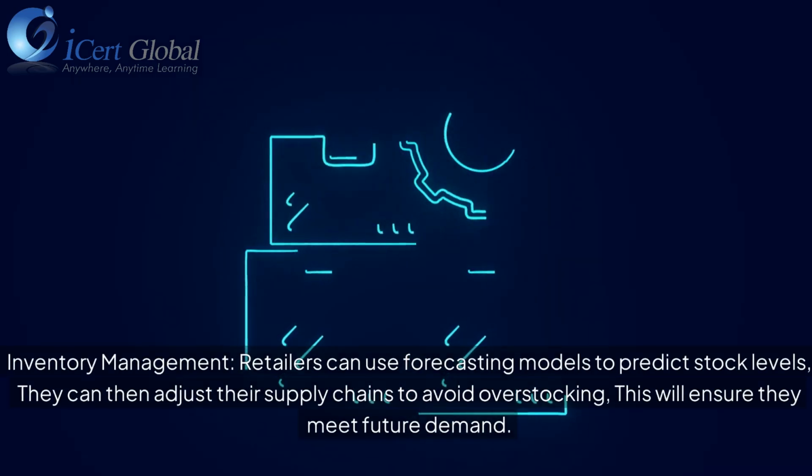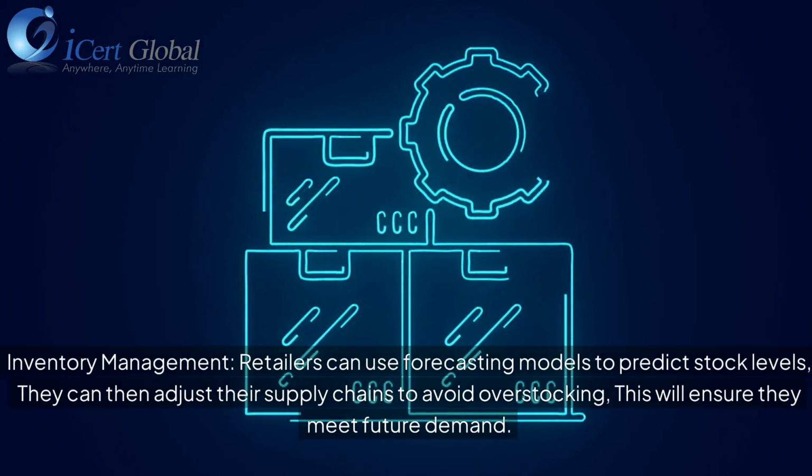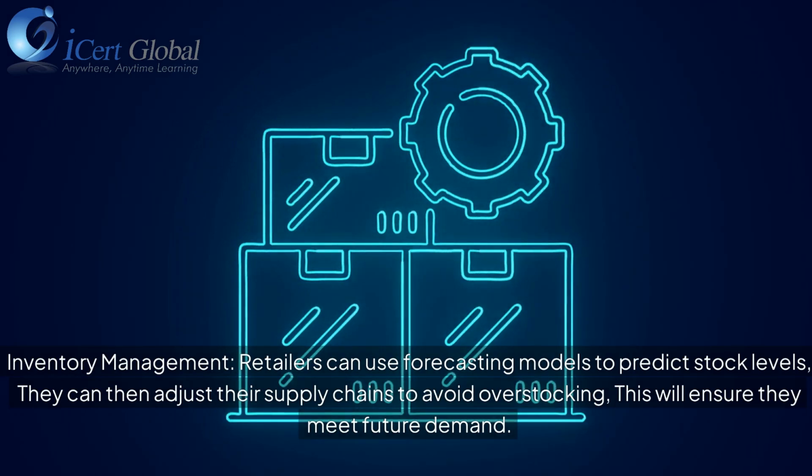Inventory management. Retailers can use forecasting models to predict stock levels. They can then adjust their supply chains to avoid overstocking. This will ensure they meet future demand.